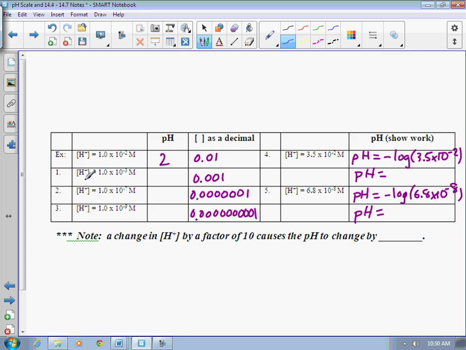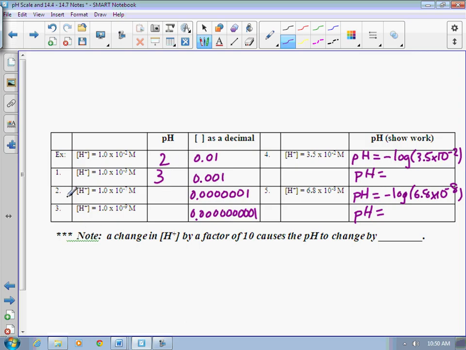What if my H plus concentration was 1.0 times 10 to the negative third? This is what it would look like if I wrote it out as a decimal. 10 to what power produces this number? That number would be negative 3, so take the opposite sign, it would be 3. So this would be a pH of 3. Between these two solutions, which one's more acidic? Acidity is based on how much H plus you have. An H plus of 0.01 is more H plus than 0.001. And you knew that a pH of 2 is a more acidic solution than a pH of 3.